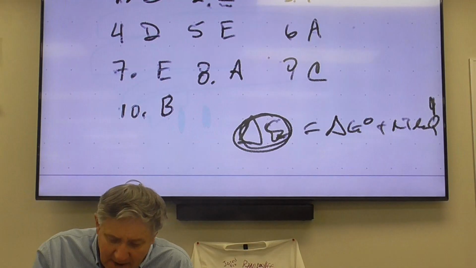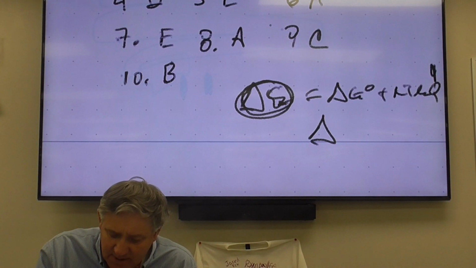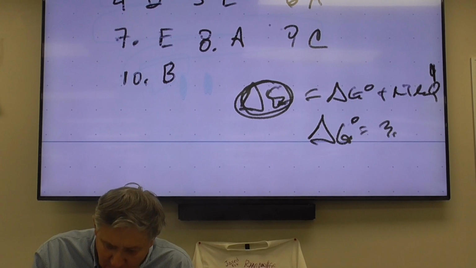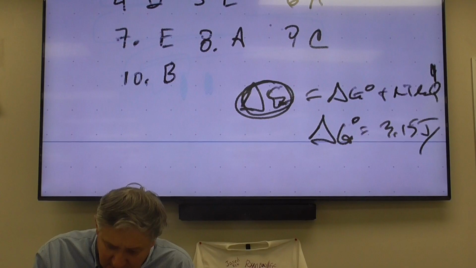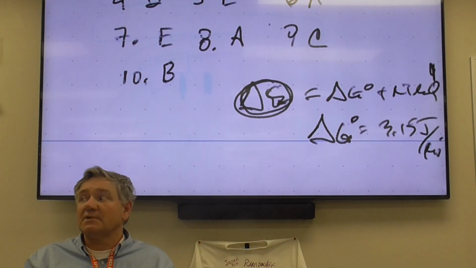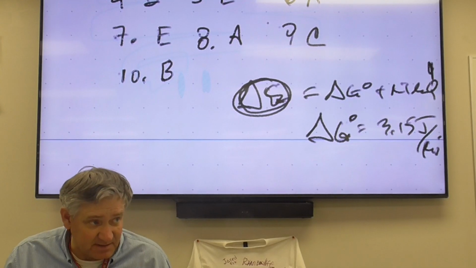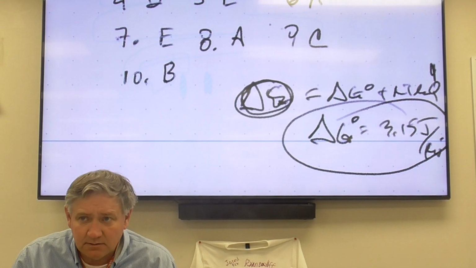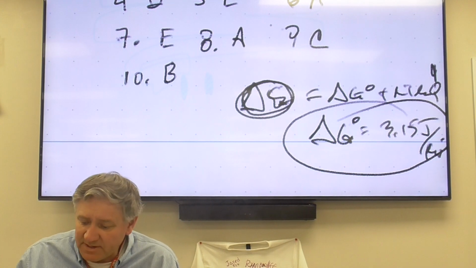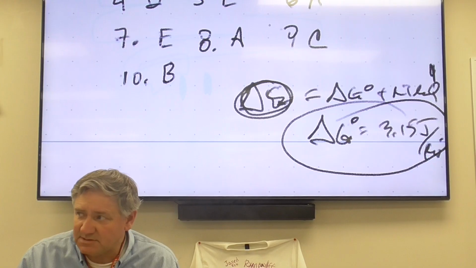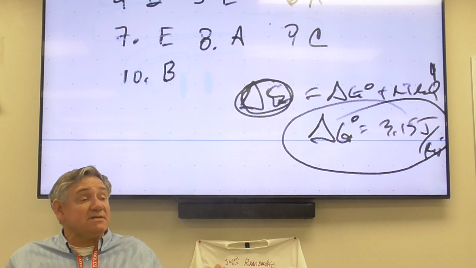So, if you do the math, you get delta G naught equaling 3.15 kilojoules per mole. Now, let's talk about the significance of this. What's the sign of delta G? Positive. So is this a spontaneous reaction at 25 degrees Celsius? No. So what does that mean?